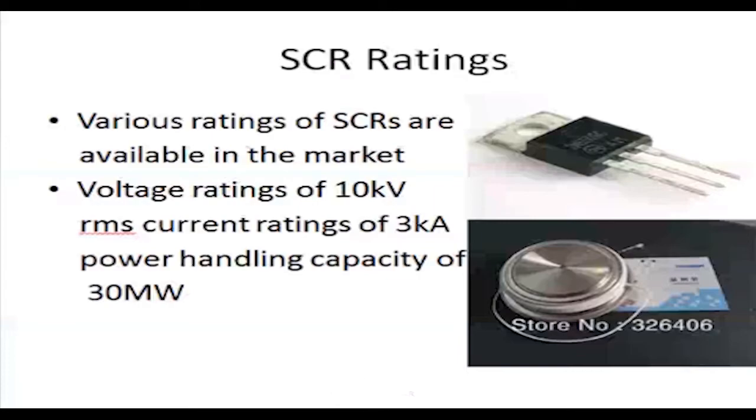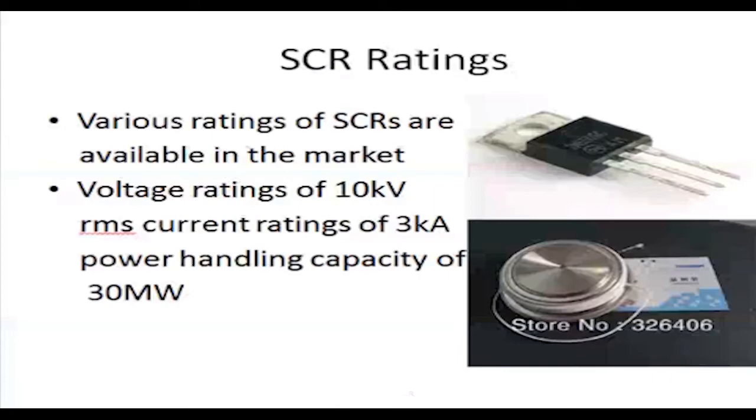A gate current of 1 milliampere to 1 ampere can control a current of 10 amps to 3 kiloamps. That is why this is called a signal which can do on and off. Okay, this is about our SCR.